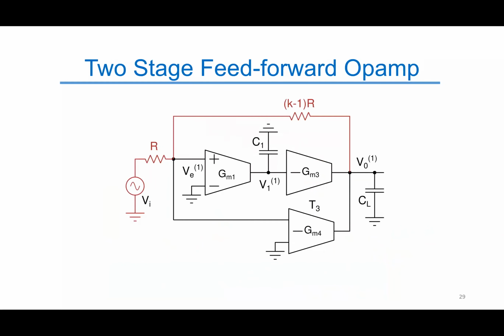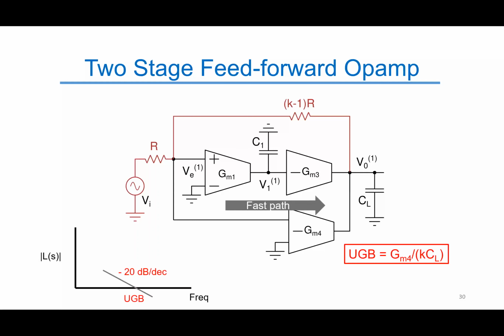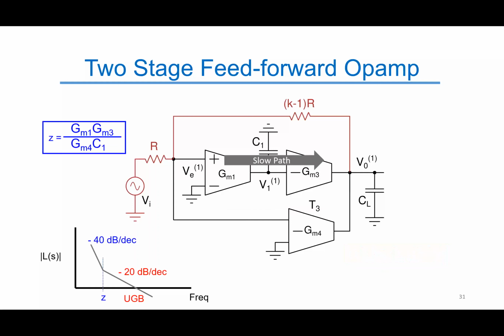Now let us look into the distortion performance of a feed-forward op-amp architecture embedded inside the negative feedback loop. Note that this multi-stage structure is stabilized by the fast path through the GM4, which sets the UGB of the loop and ensures a first-order roll-off around the UGB. The top path provides the low frequency gain, and the combination of the two paths with different phase lags produces a zero at the location shown here.